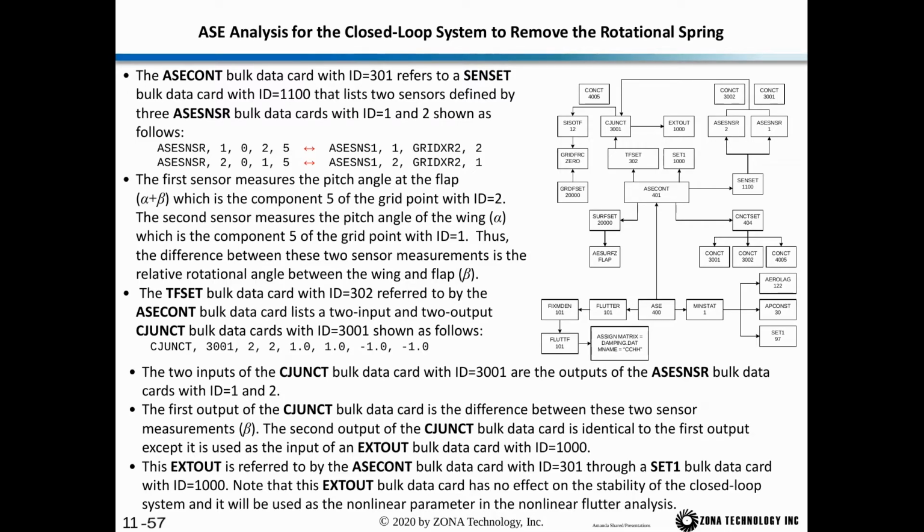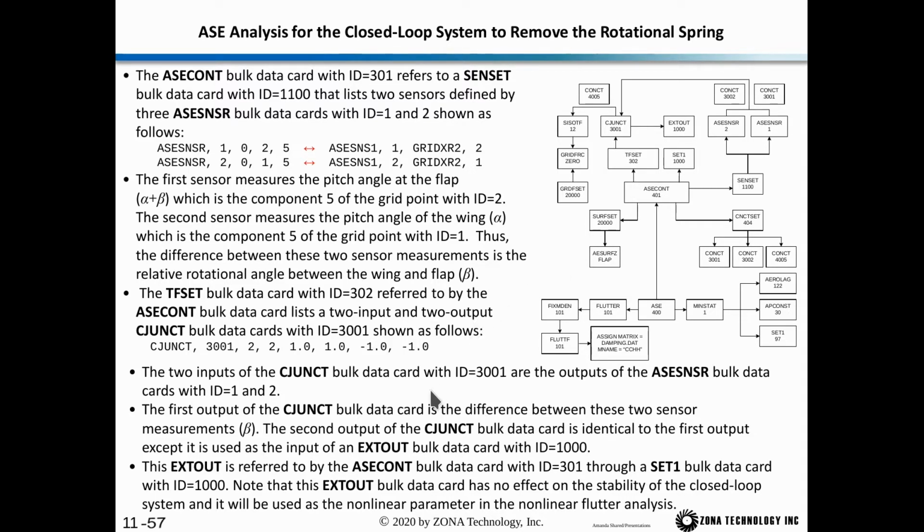which is just beta. Next, we have the TF set bulk data card, referred to by the ASE controller bulk data card, that lists a 2-input, 2-output C-junct bulk data card, which is shown here. The reason we have 2 outputs is one of the outputs will be used in the closed loop controller, and the second output will be our EXT out, our external output, which will be used by the nonlinear Flutter module.